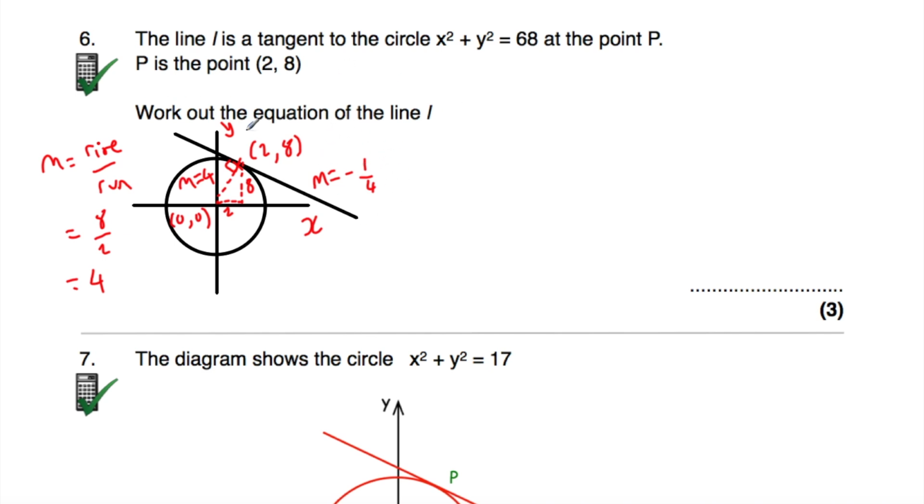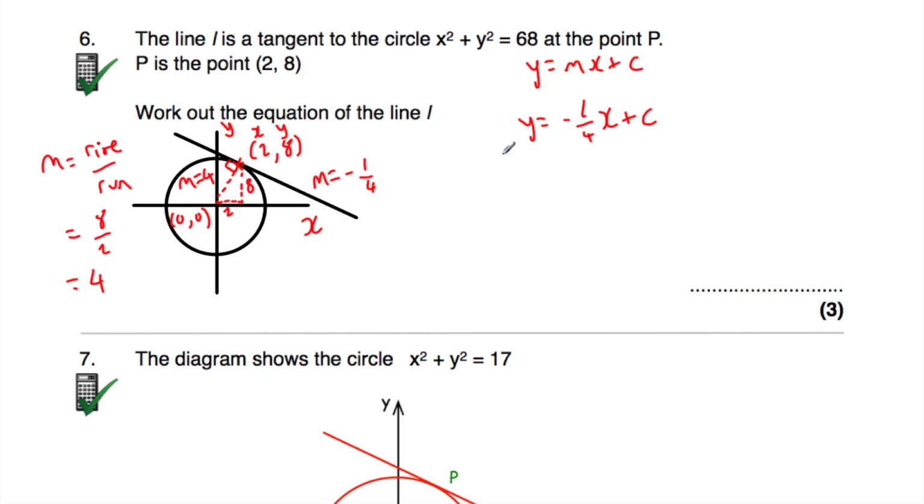Okay, so this is fantastic. We now know the gradient of our tangent. So we've got y equals mx plus c. We've got y equals, the gradient is minus a quarter, x plus c. And we know it passes through the point (2, 8). That's a point on the tangent, so that's the x coordinate and y coordinate. If we substitute those in, we can find c.